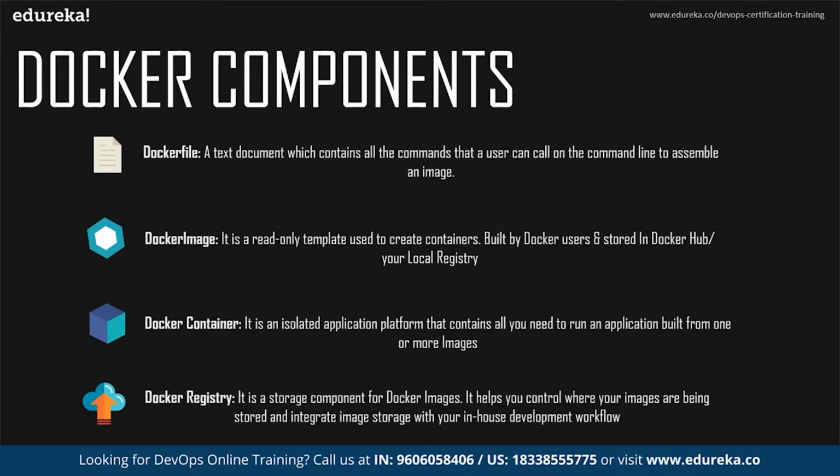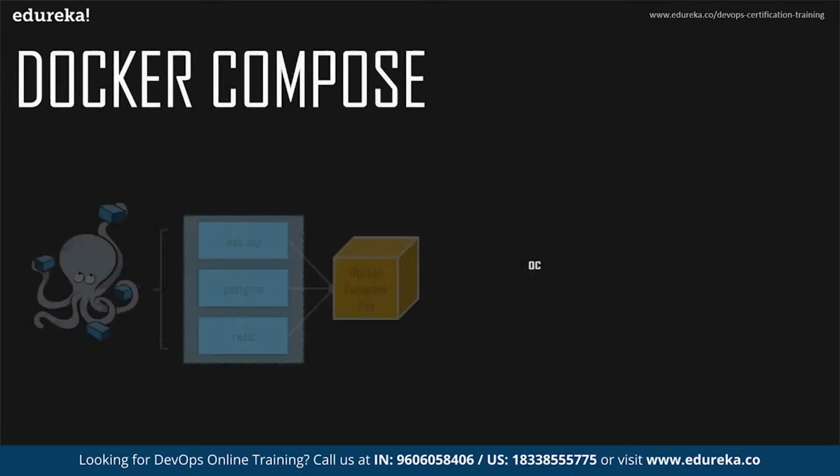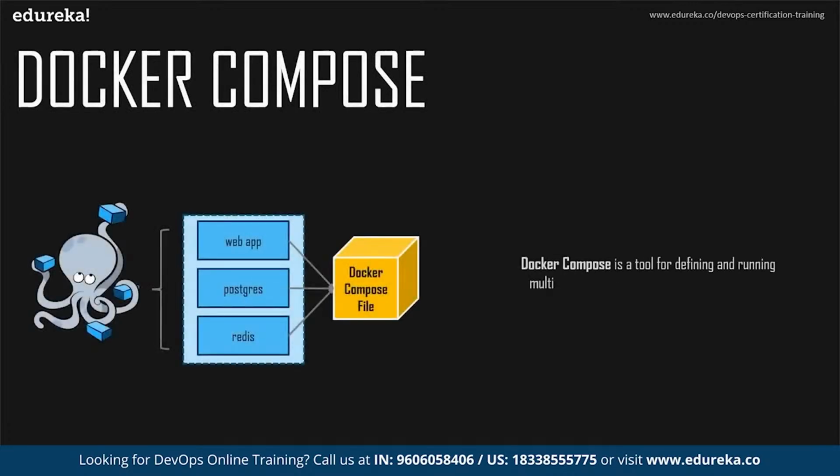With this, we have seen the architecture and components of Docker. So now we are going to talk about two other components of Docker, Docker Compose and Docker Swarm. So first of all, let's start with Docker Compose. Now, Docker Compose is a tool for defining and running multi-container Docker applications, which basically means you can run different or multiple containers as a single service.